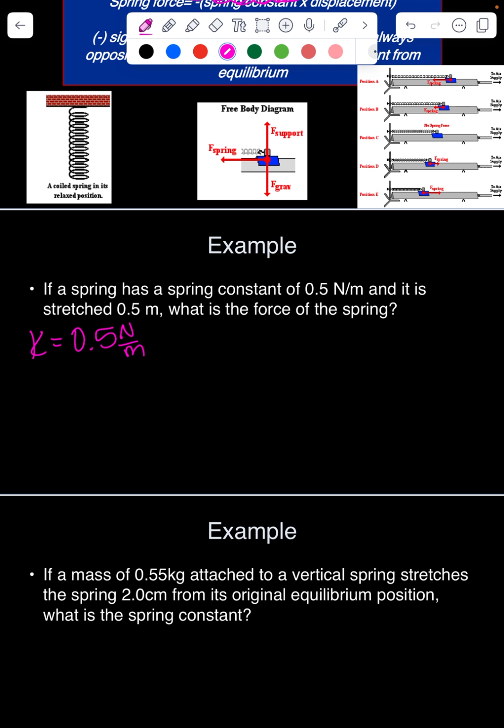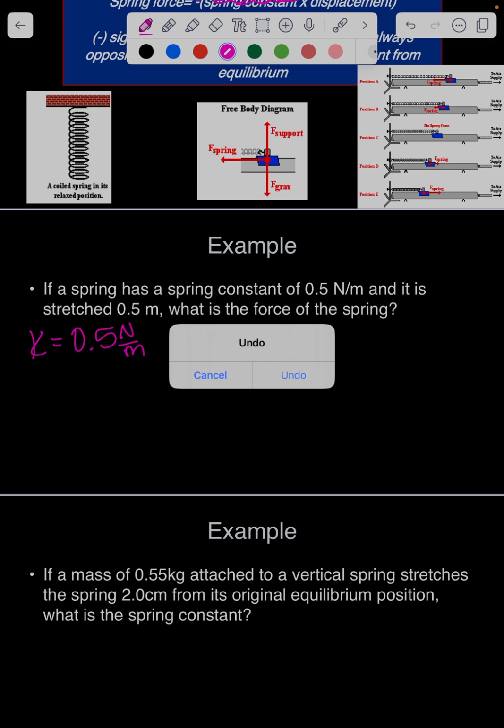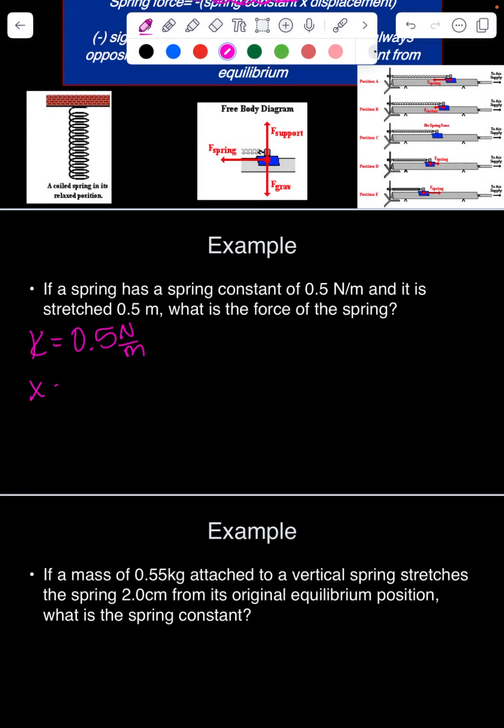We've also been given the distance that it has been stretched, which is 0.5 meters. I want to know what is the force of the spring. So what is that restoring spring force? We are looking for, again, you can put it as F sub spring or as F elastic. It is the same thing. So we are looking for our spring force.